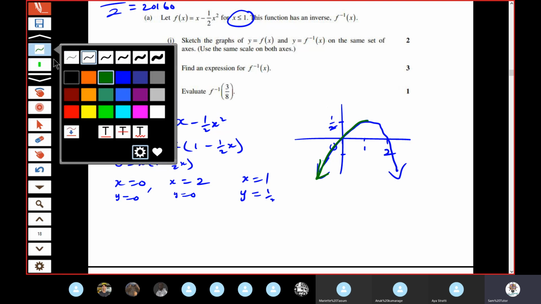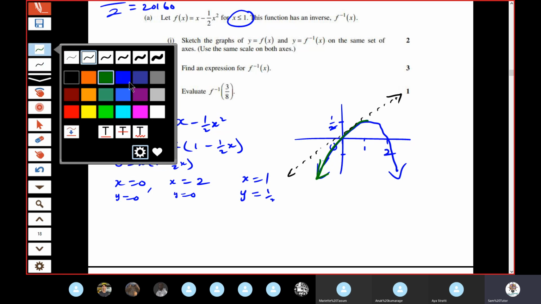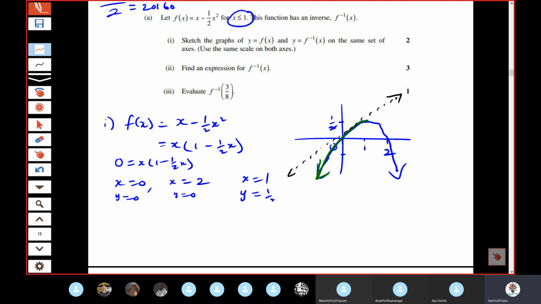Draw your y equals x, and start doing your inverse. All right, inverse. When x is 1, y is half. That means now when x is half, y is 1. Everything changes. So something like that, and then it's going to go through 0.